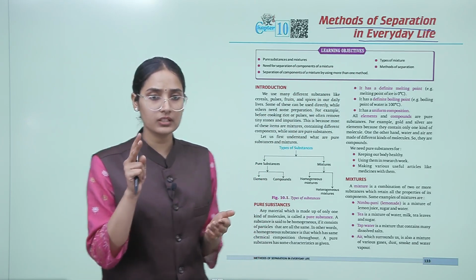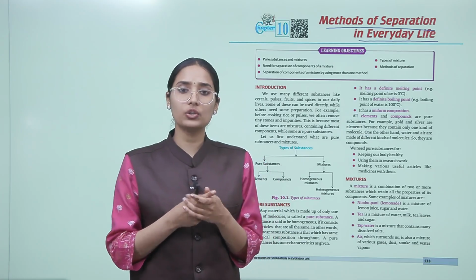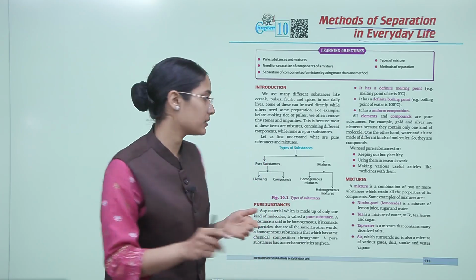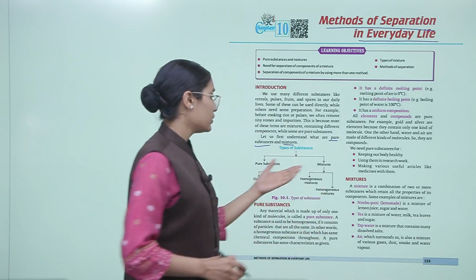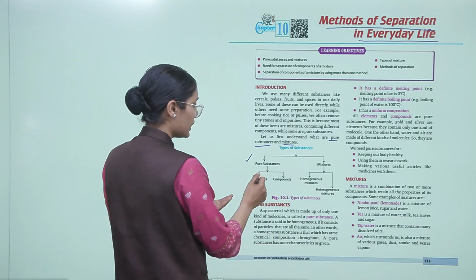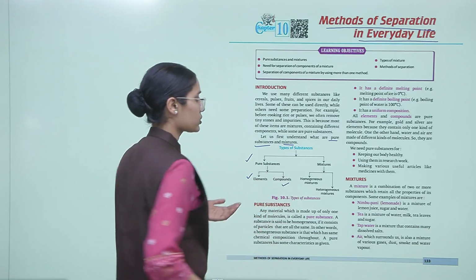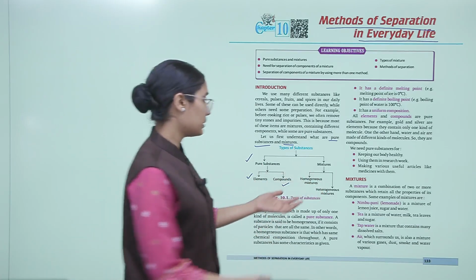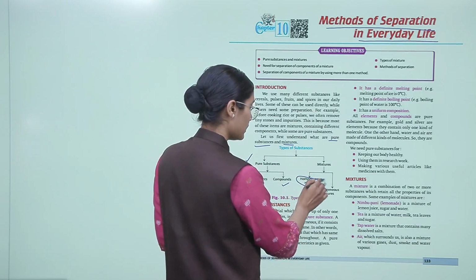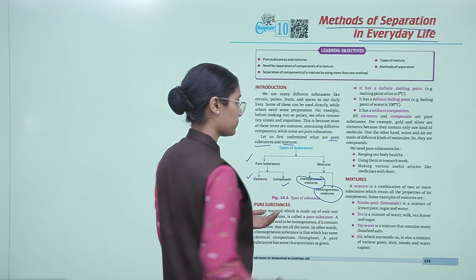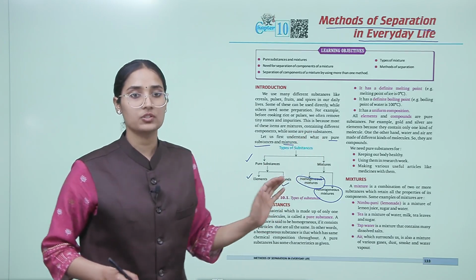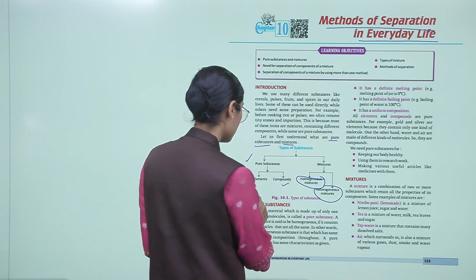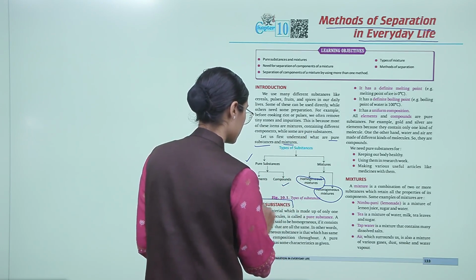Any substance exists in two forms, either in a pure state or in a mixture. A pure substance can be an element or a compound, and a mixture can be a homogeneous mixture or a heterogeneous mixture. As we progress, we will understand all these terms. Let's first begin with pure substances.